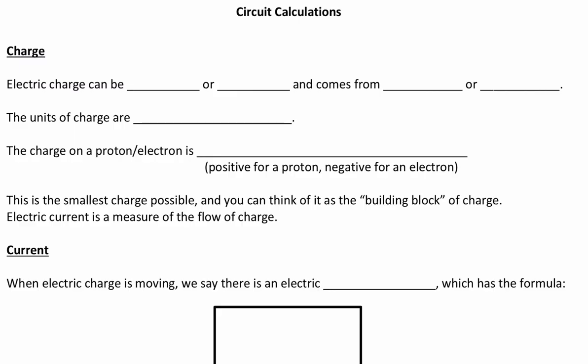And the first quantity I think we should talk about is charge, because fundamentally that's what makes an electric circuit go. Electric circuits are the movement of charge around wires. So what do we need to know about electric charge? Well, electric charge can be positive or negative, and it comes from protons or electrons.